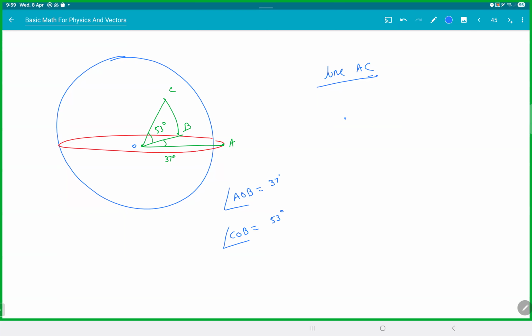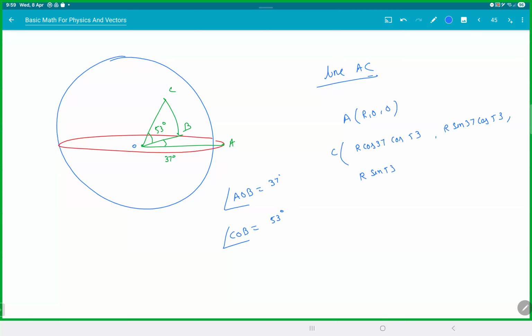Okay, let's get the coordinates. So what are A's coordinates? R, 0, 0. What are C's coordinates? R cos theta, that's R cos 37, cos 53. R cos theta, cos phi. And then R sin 37, cos 53. And R sin 53.